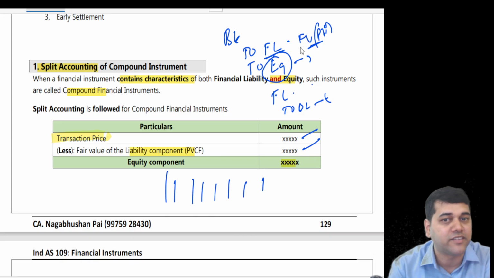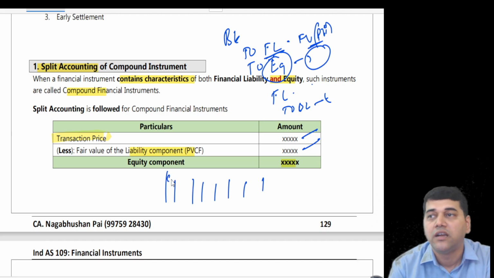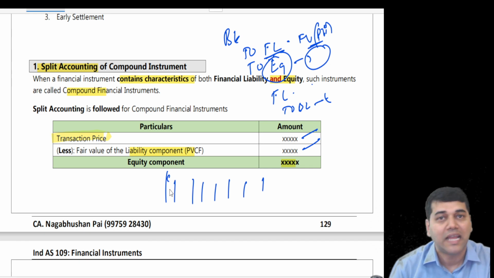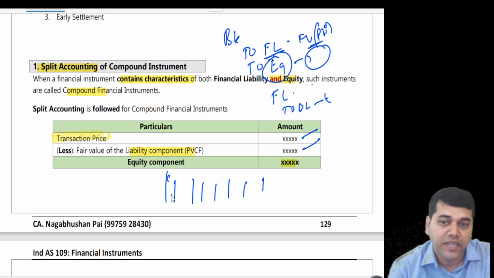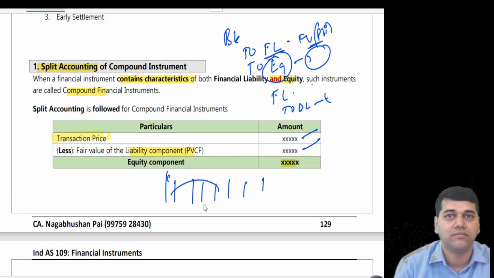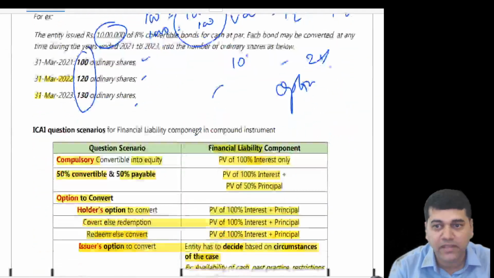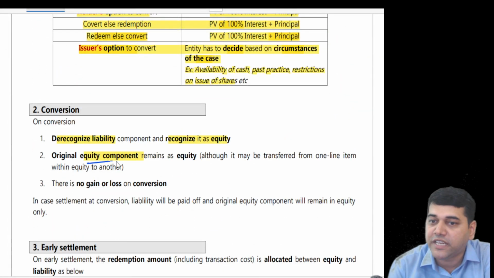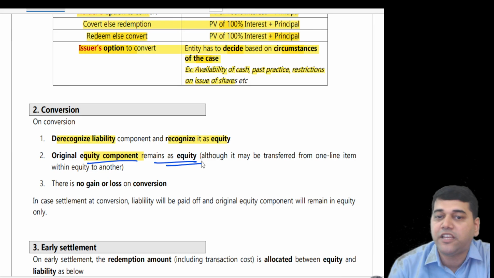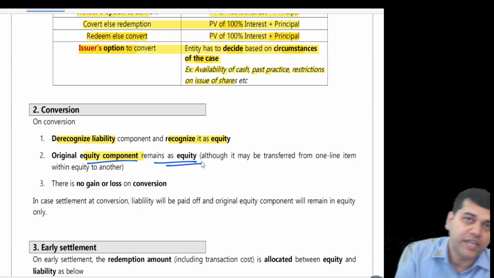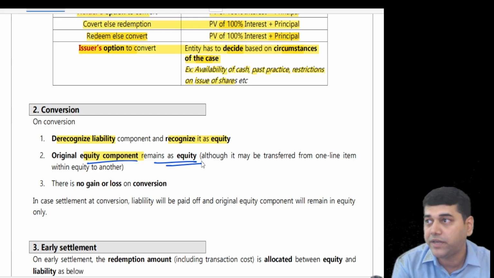Till the time it gets converted, this amount will always be shown in the first column called the equity portion of compound financial instrument. And the day it gets converted from here, it will move to another leg, say retained earnings or whatever it is. That's why in FR language they say that original equity component will remain as equity. That means there is no recycling. It will be transferred from one item of OCI, one item of other equity, into another.